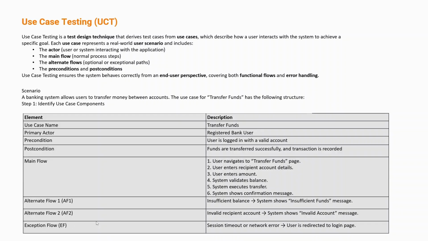What is an exception flow? See, exception flows are some technical errors that happen. That is called an exception flow. During the transaction, if the session times out, or his internet connection stops working while he's transferring the fund, what happens? Then the session times out or a network error occurs. The user is redirected back to the login page if the internet is available. If the internet is not available, then it says that we are not able to reach the particular page that you are requesting. Okay, that is a message that you are going to get.